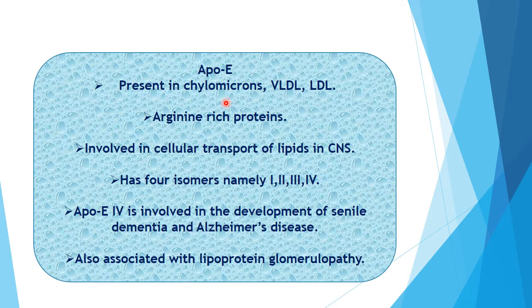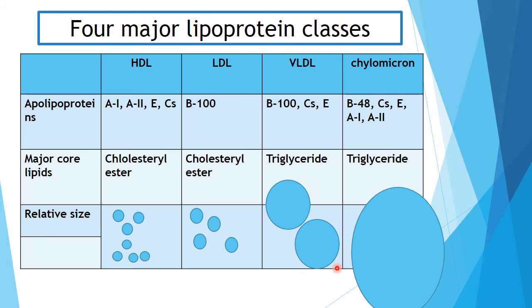Now ApoE, it is present in chylomicron, VLDL, and LDL. It is an arginine rich protein. It is involved in cellular transport of lipids in the central nervous system. It has 4 isomers, namely 1, 2, 3 and 4. ApoE4 is involved in the development of senile dementia and Alzheimer's disease. It is also associated with lipoprotein glomerulopathy.